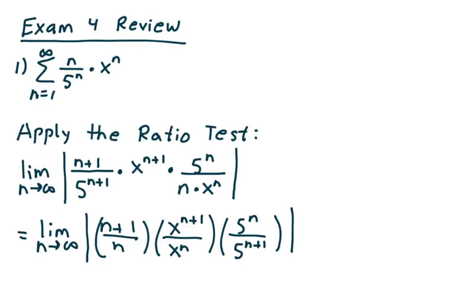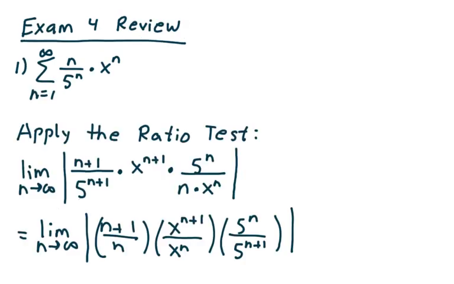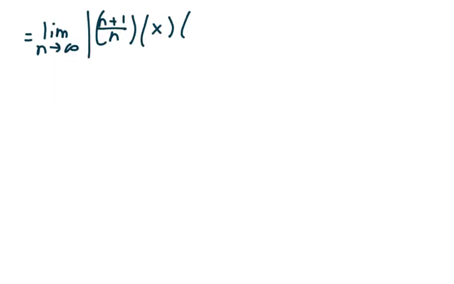Now, this is equal to the limit as n goes to infinity of the absolute value of n plus 1 over n times. So x to the n plus 1 over x to the n reduces to x. And then I'm going to multiply this by 1/5. And so this is 1/5 the absolute value of x.